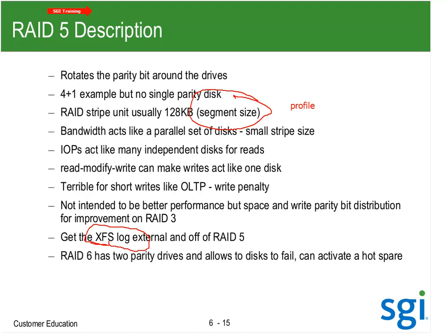RAID 6 has 2 parity drives, which allows, that should be a 2, 2 drives to fail, and then you can activate a hot spare. With RAID 5, only 1 drive can fail. With RAID 6, 2 drives can fail.